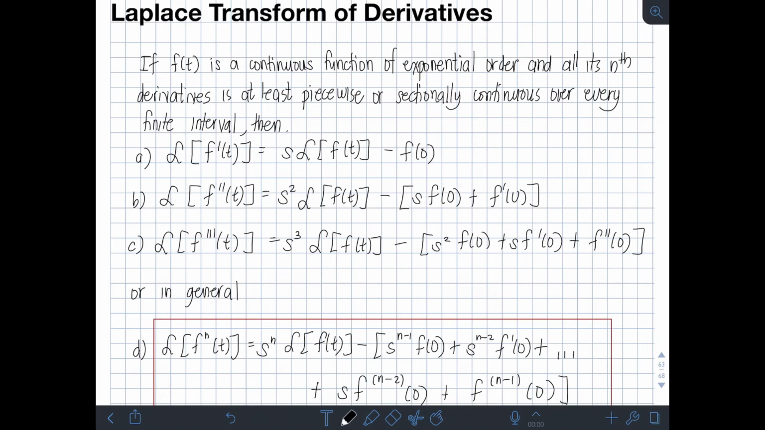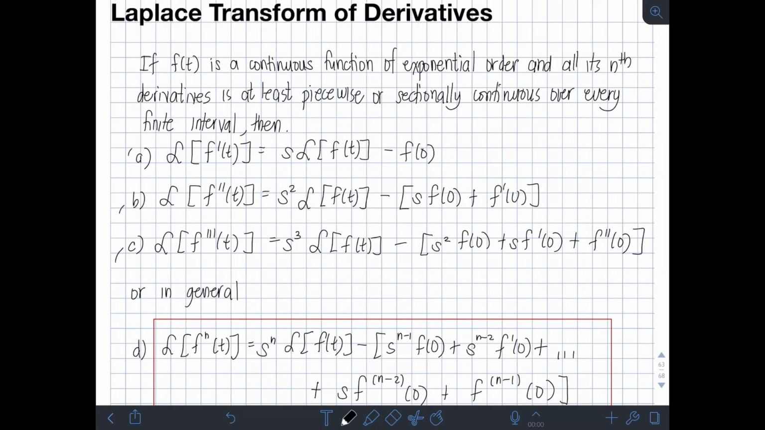So, ano ba yung formula for Laplace transform of derivatives? So, sabi, if f of t is a continuous function of exponential order and all its nth derivatives is at least piecewise or sectionally continuous over every finite interval, then, so ito yung mga formula for Laplace transform of derivatives. So, let's say we have a Laplace transform of f prime of t, or first derivative of f of t, we have it is equal to s Laplace transform of f of t minus f of 0.